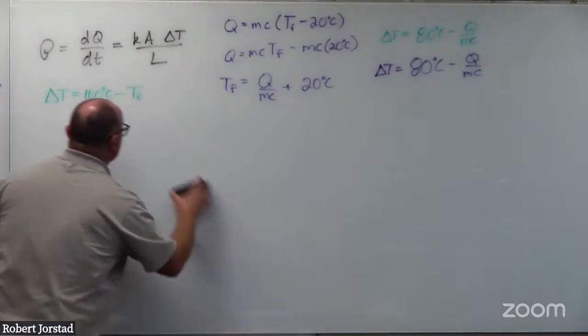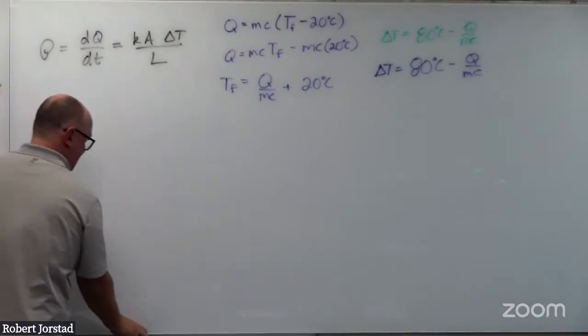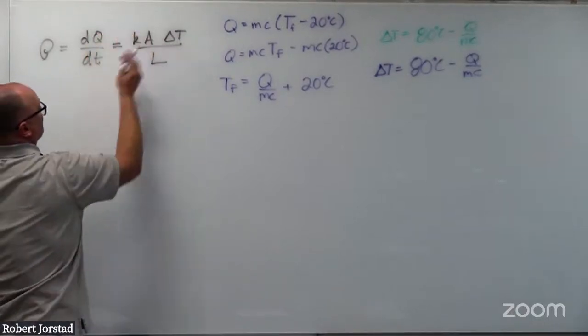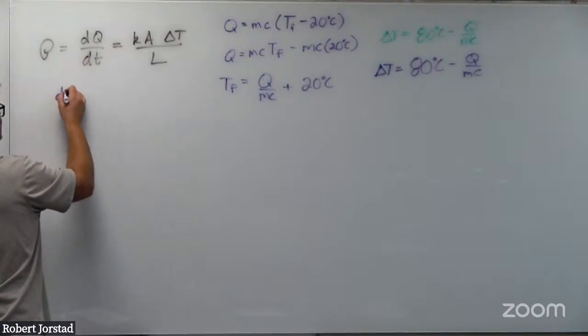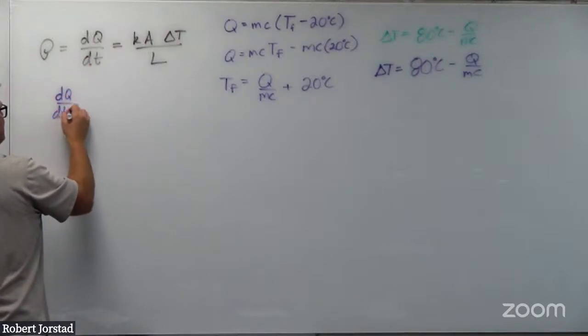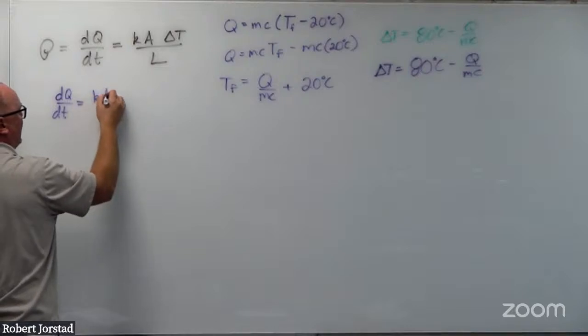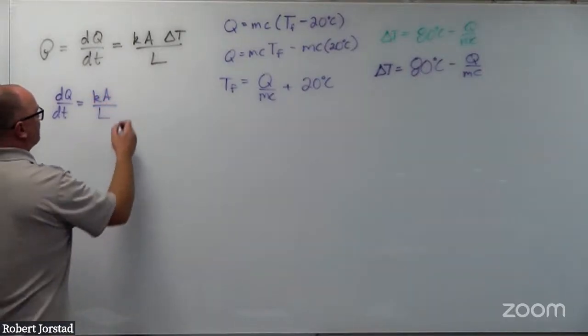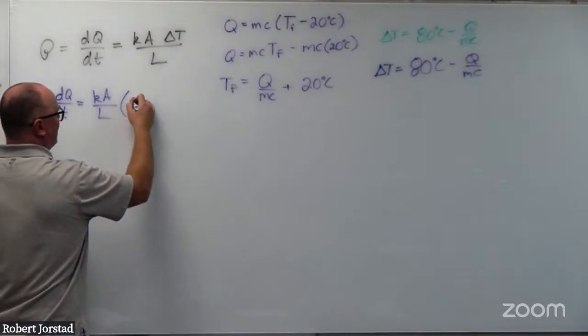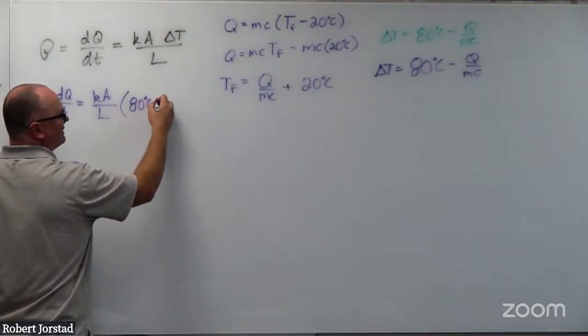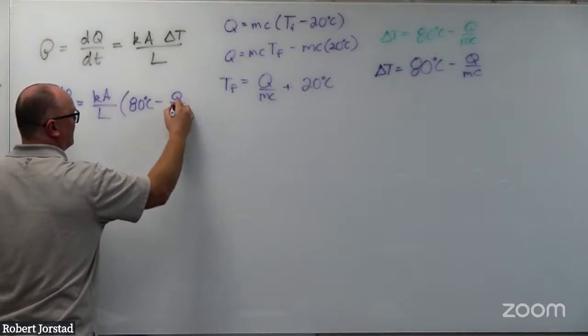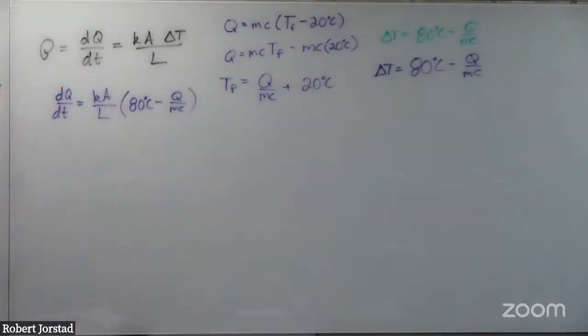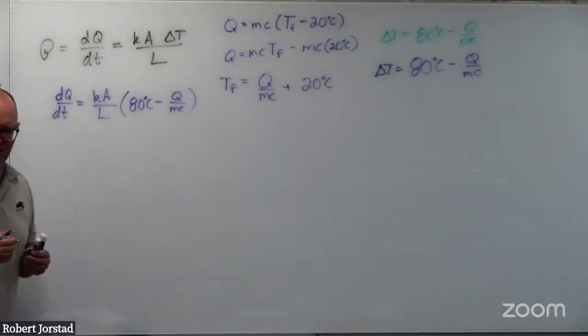So now I can actually use this result and plug that in, and notice we're going to get a differential equation. dQ/dt is equal to KA over L times 80 degrees Celsius minus Q over MC. Great. At this point, let's think about what we know and what we're trying to find.